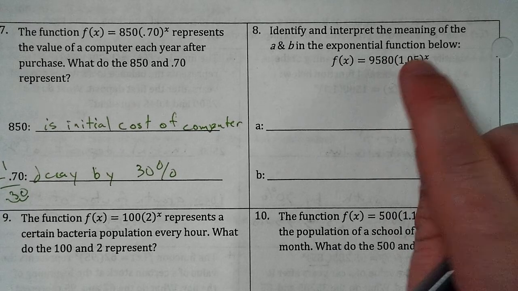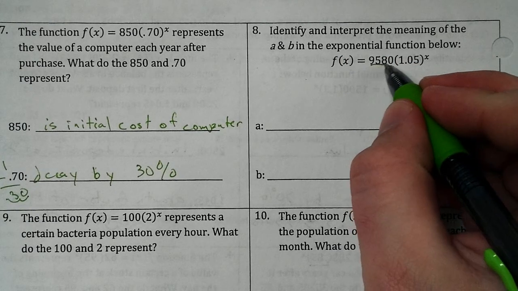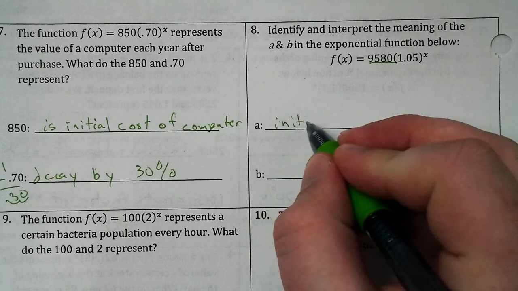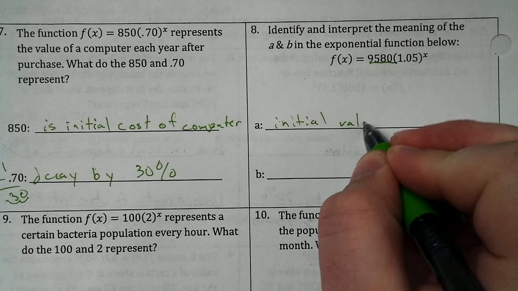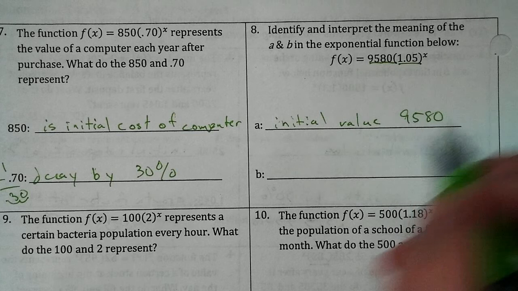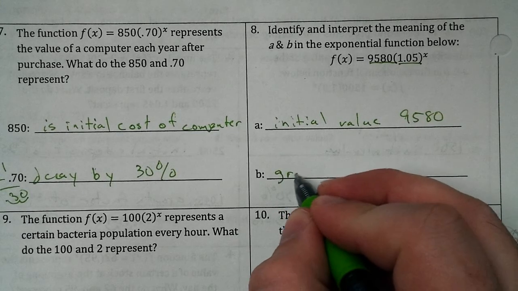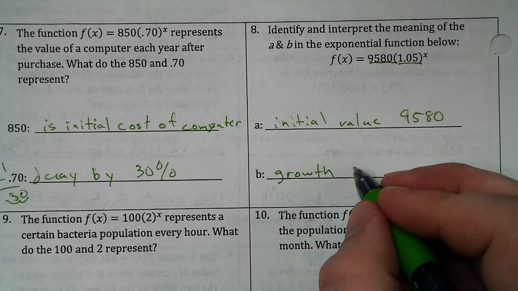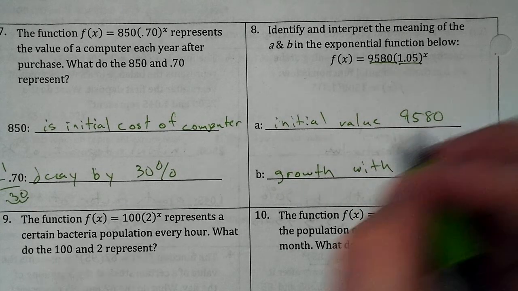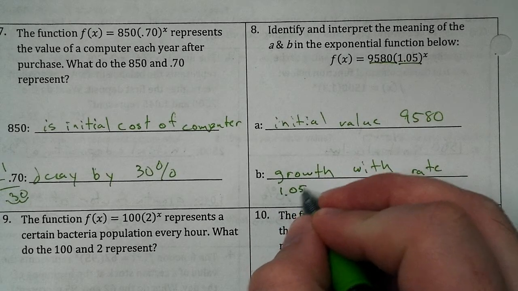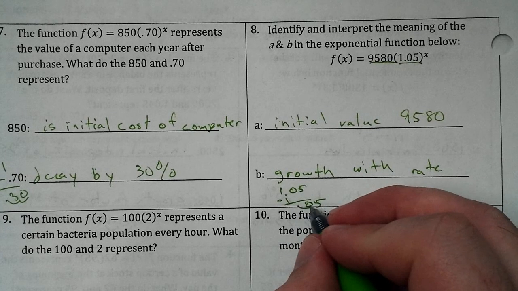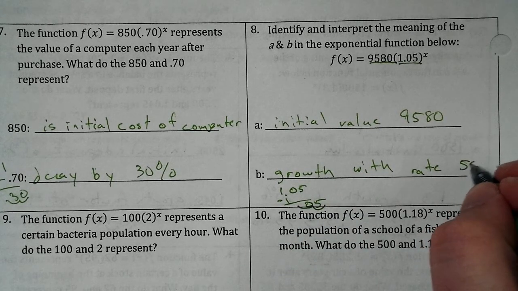Identify and interpret the meaning of this exponential. So our A value is 95.80, so that's the initial $95.80, and then the growth, because it's greater than 1, and now let's find the rate. So let's do 1.05 minus 1, and we just get 0.05. So the rate is going to be 5%.